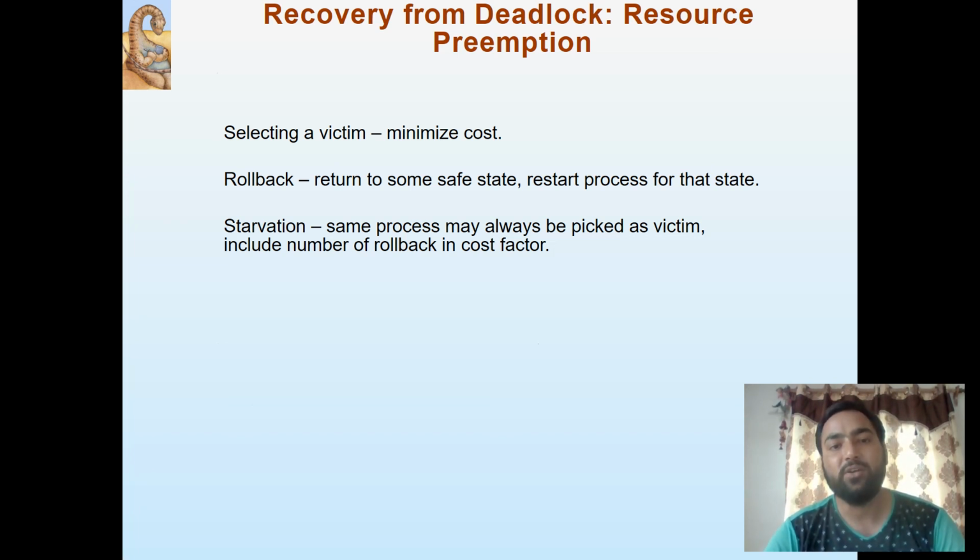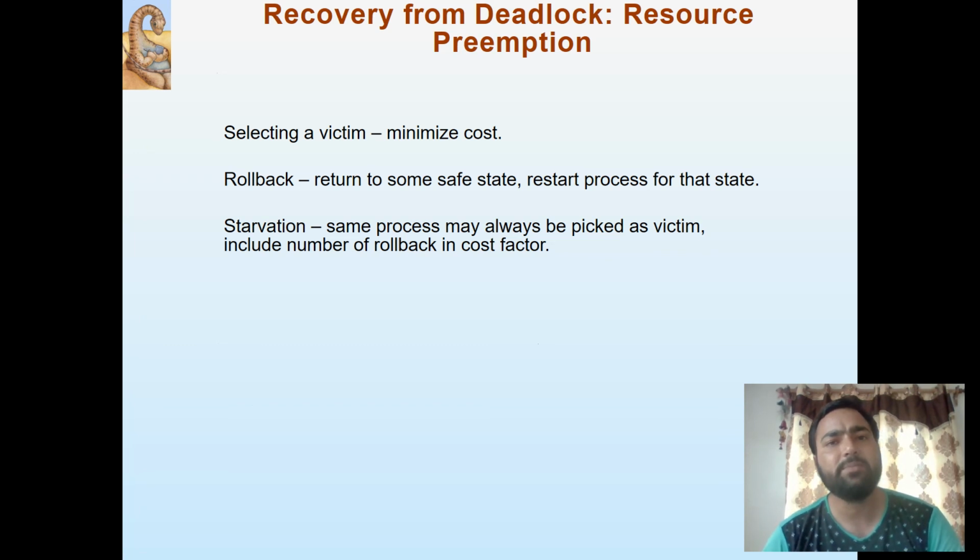Also, we can roll back. That means it returns to some safe state and then restarts the process from that state. कि हम प्रोसेस को क्या कर दें, रोल बैक कर दें एक सेफ स्टेट के ऊपर और फिर वहां से दोबारा हम उसको क्या कर दें, रिस्टार्ट करें. Another one is starvation. In this, starvation may also arise as the same process may always be picked up as victim.